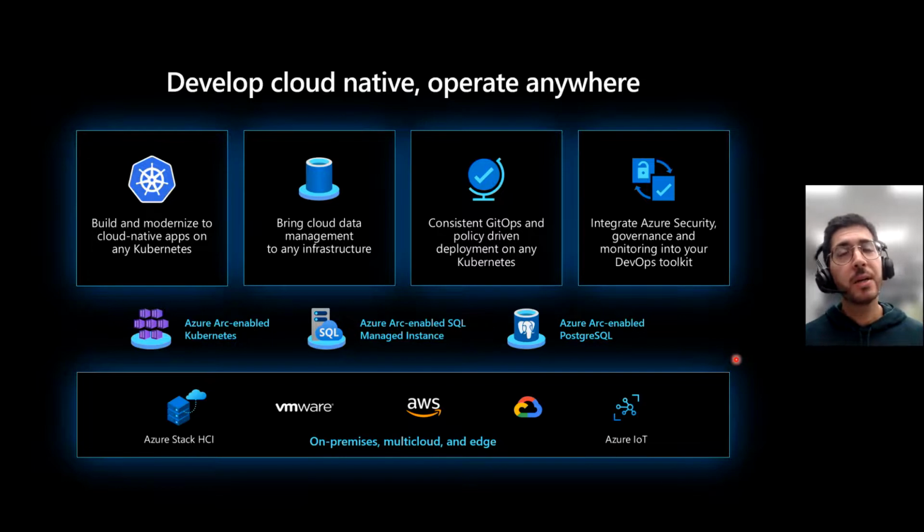Another thing is bringing cloud data management to any infrastructure. So from the app side, we're talking about Kubernetes and GitOps, but what about the data? So each application would need some data. So you have a couple of options. Maybe you would use the different data services for each cloud provider that you're using. So on each cloud, you'd have a different data service, which might not be ideal.